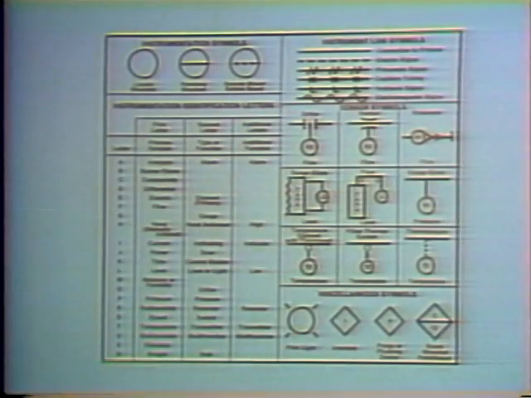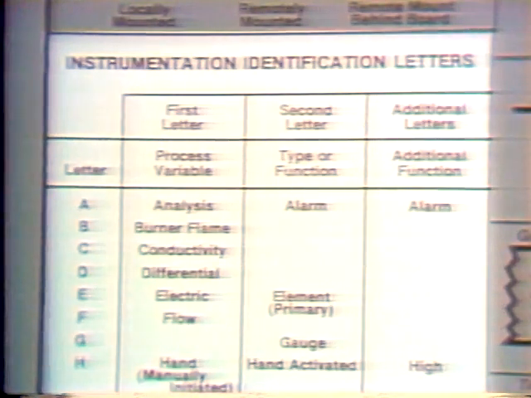The type and function of instrumentation is usually identified by at least two letters. The meaning of each letter depends on its position within the circle. In general, the first letter indicates the variable being measured. The second letter identifies the type of instrument being used or its function. A third, or sometimes fourth, letter is used to identify additional functions that the instrument serves.